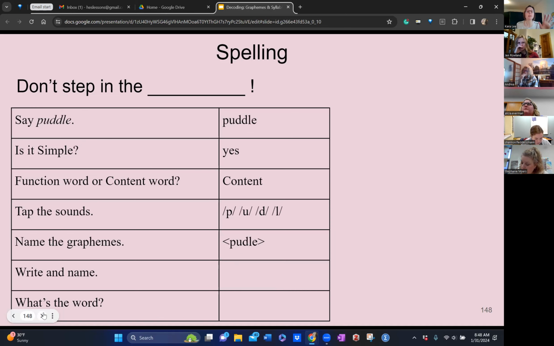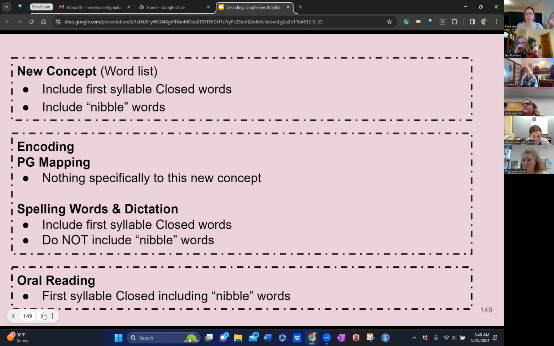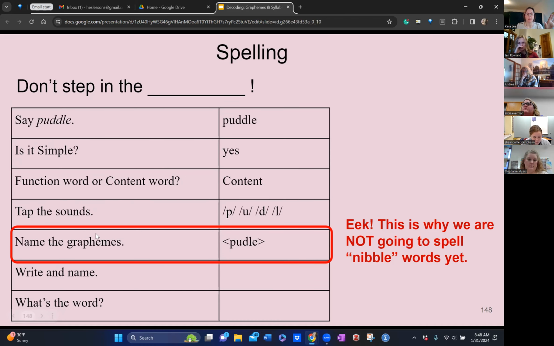So here's why we don't do nibble words. Puddle is an example of a nibble word. Because what's going to happen when they get to this part? They're going to go p-a-d-ul. Or they're going to go 2 syllables, p-a-d-ul. How are they going to know to double that D? They're not. So we are just not dealing with those words for spelling yet. Okay?